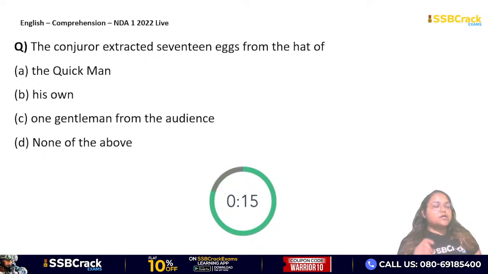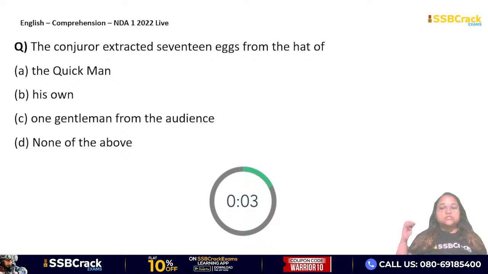The conjurer extracted 17 eggs from the hat of the quick man, his own, one gentleman from the audience, none of the above. So just remember, he took the hat from whom? Was it his own hat, or was it the quick man's hat, or was it the hat of any gentleman from the audience?